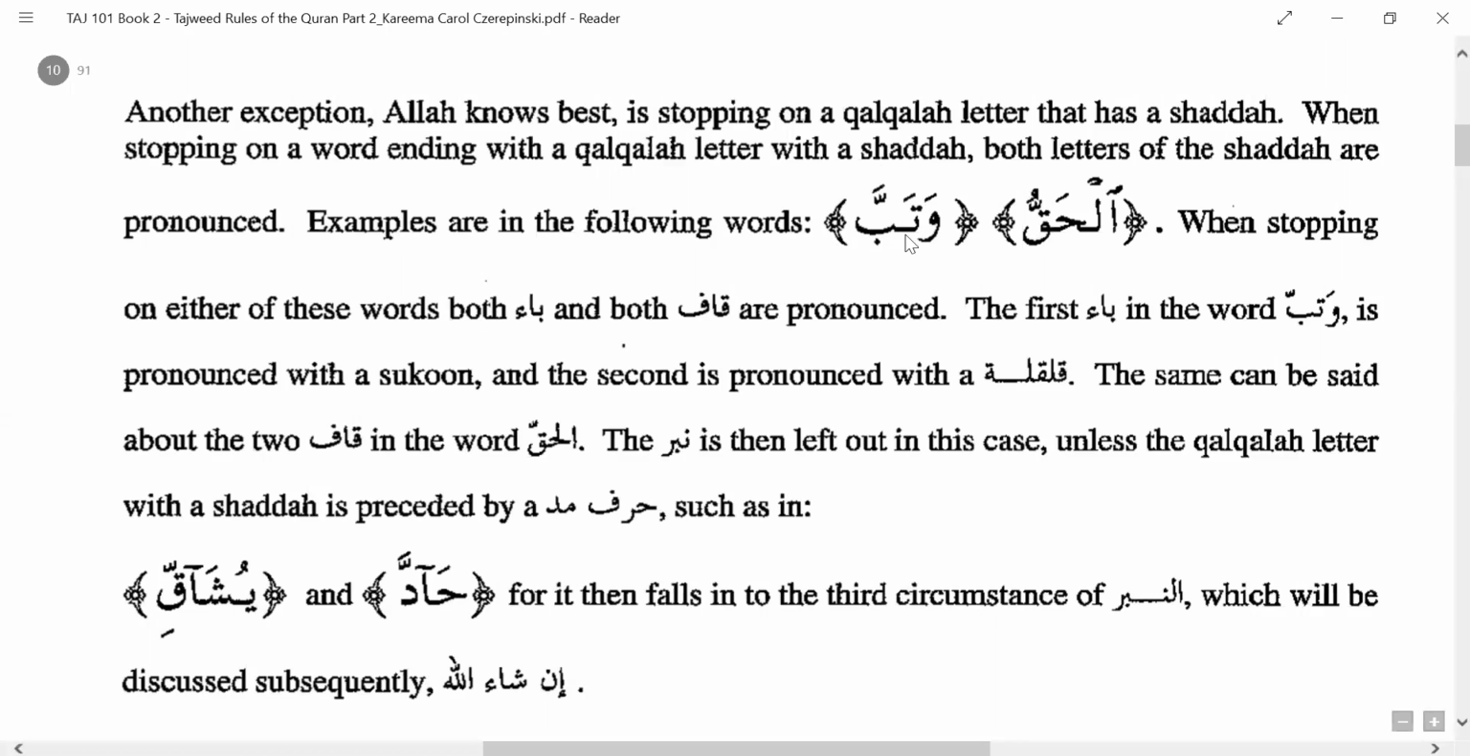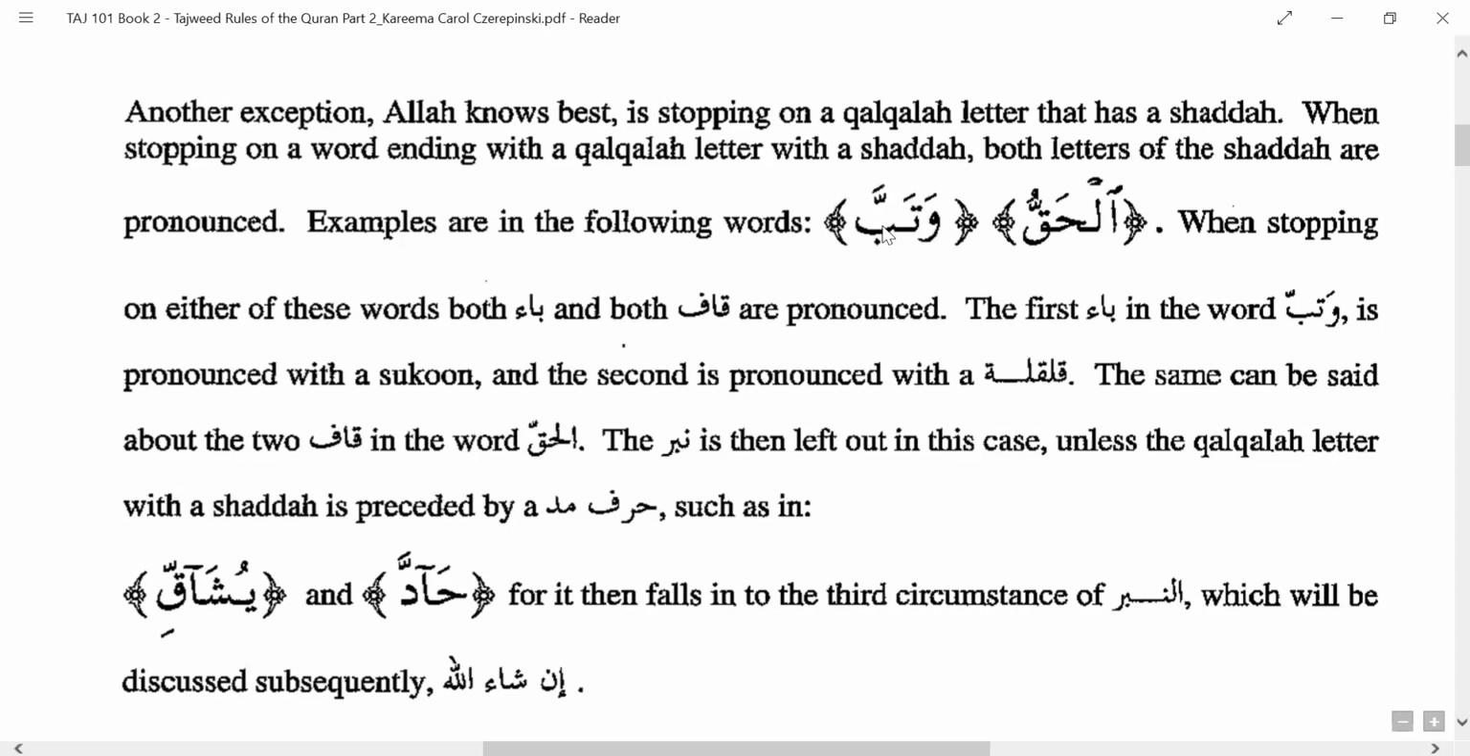Another exception are which letters? The kalkala letters. How many kalkala letters are there? 5. Anyone knows them? Qaf, ta, ba, jim, dal. Yes. You can remember Qutbu Jadin. 5 letters. When you stop with a shadda, why don't you have to do any nabr?